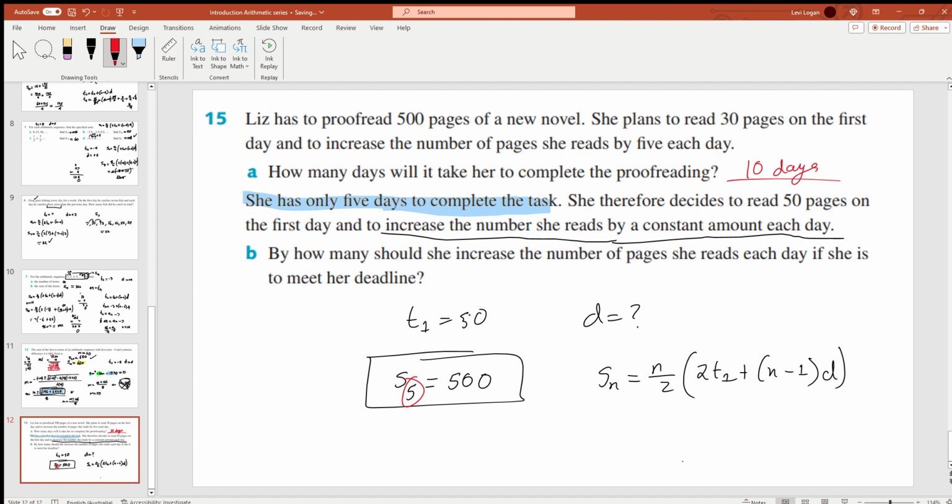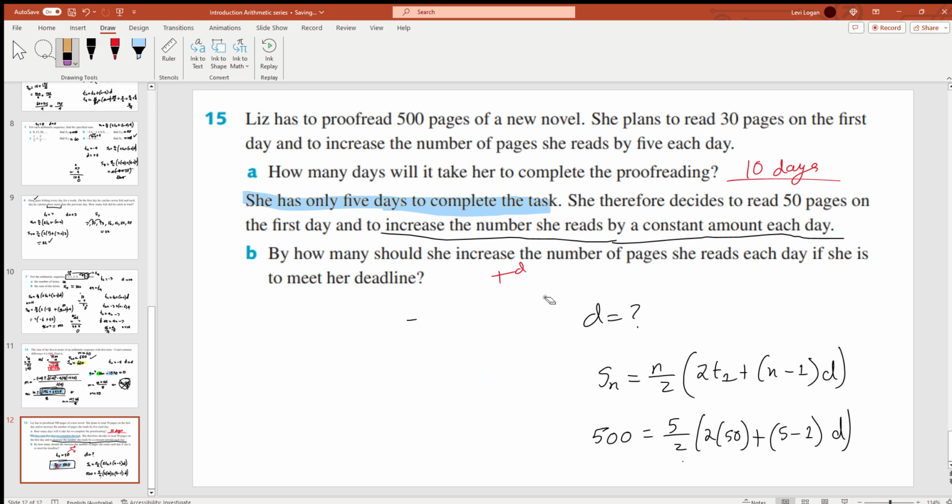So she's going to go 50, and then she's going to increase by a certain amount, but we don't know what that amount is. We can solve for it using this expression, because we know she has to finish in 5 days, and there's a total of 500 pages. So we replace n with 5, and S of n with S of 5, which is 500. So 500 equals 5 on 2 times the first term, which is 50, plus 5 minus 1 times d. And now we've got to just solve for d straight away, and that'll be the answer to b.